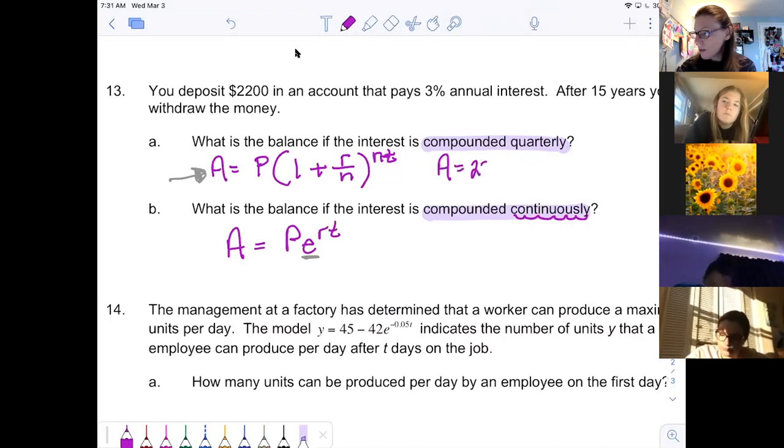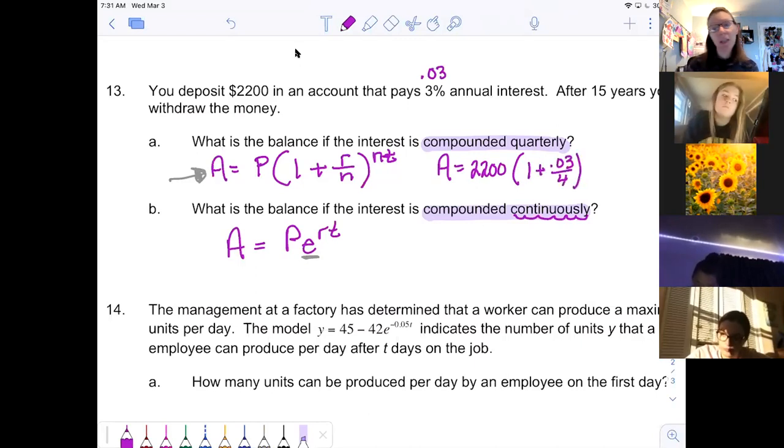So we have $2,200 you're investing. The rate is 3%, which is 0.03. Quarterly means 4 times a year. And then the exponent is 4 and then 15 years. So that would be plugging it into the first formula, the first formula compounded quarterly. The second formula is for continuously, and Gabby said that's the PERT formula.